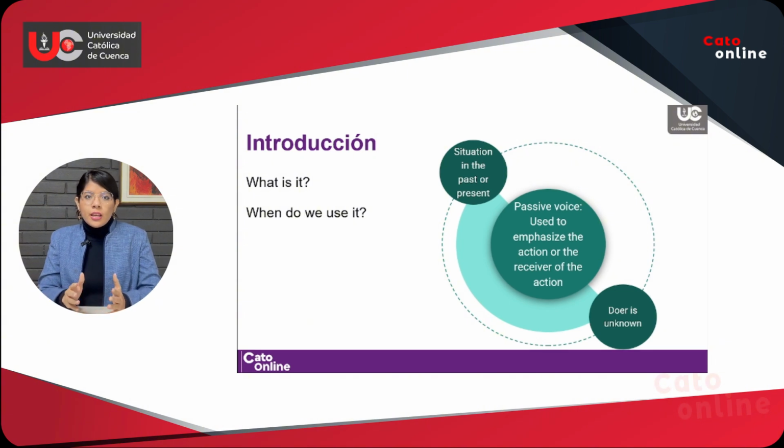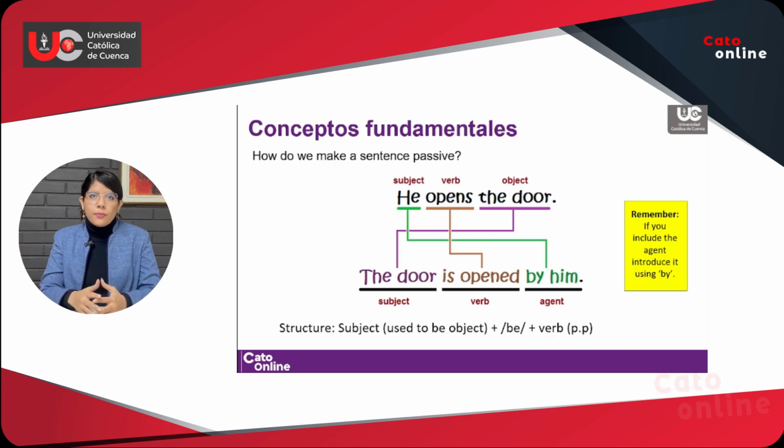So, here we're going to be focusing on the passive voice for a situation in the past or in the present. Remember that we use passive voice to emphasize the action or the receiver of the action, or when the person doing the action, that would be the doer, is unknown or irrelevant. So let's move on.